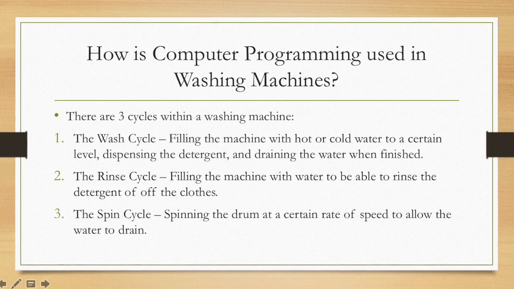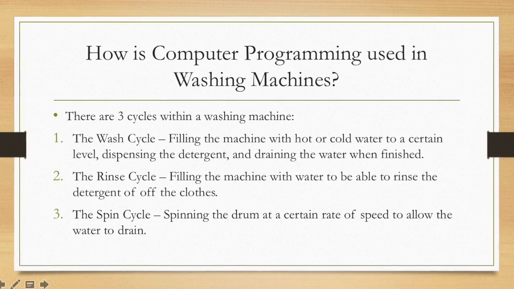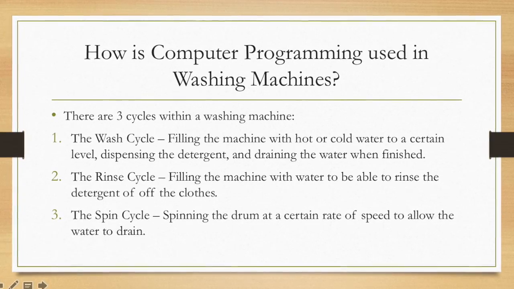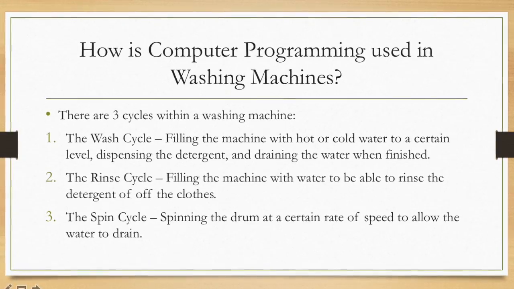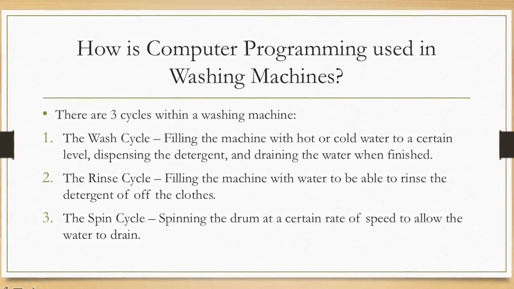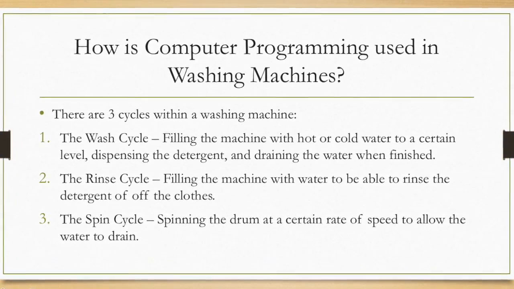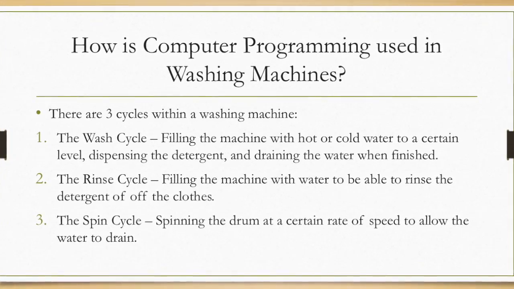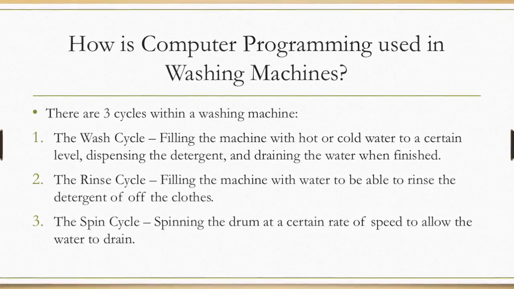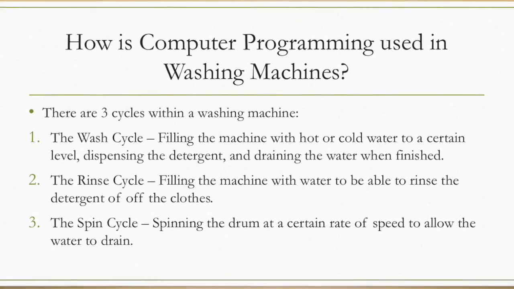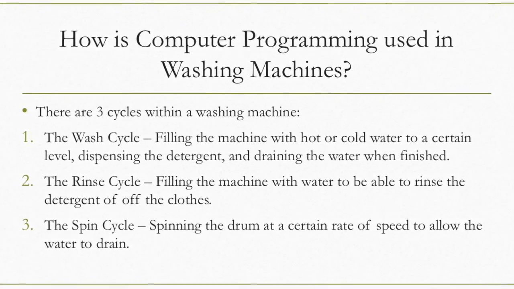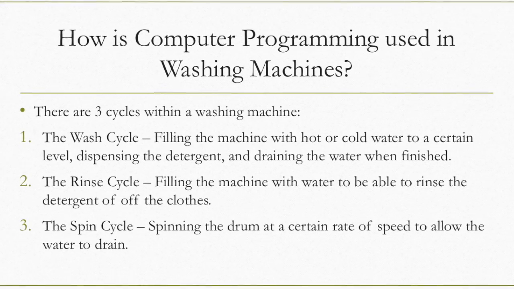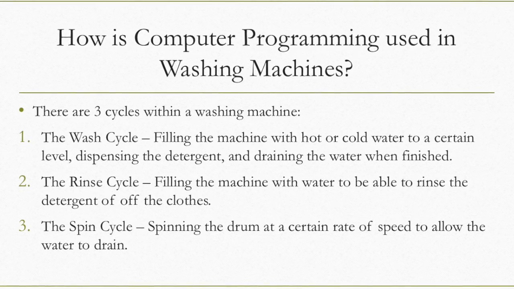There are three different cycles programmed into a washing machine. The wash cycle includes filling the machine with hot or cold water, adding the detergent, spinning the drum, and then draining the water when finished. The second cycle is the rinse cycle, which includes adding more water to the drum, then spinning the drum so the detergent can be rinsed off the clothes. The spin cycle is the final cycle, which involves spinning the drum to get rid of excess water and allows some of the clothes to dry.